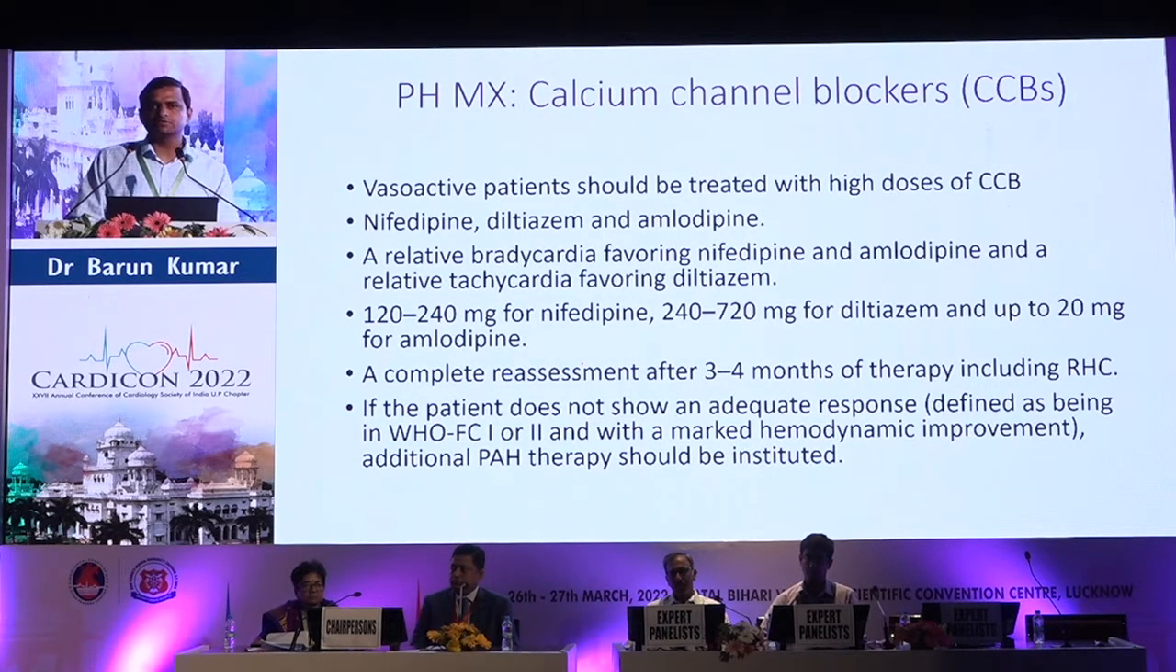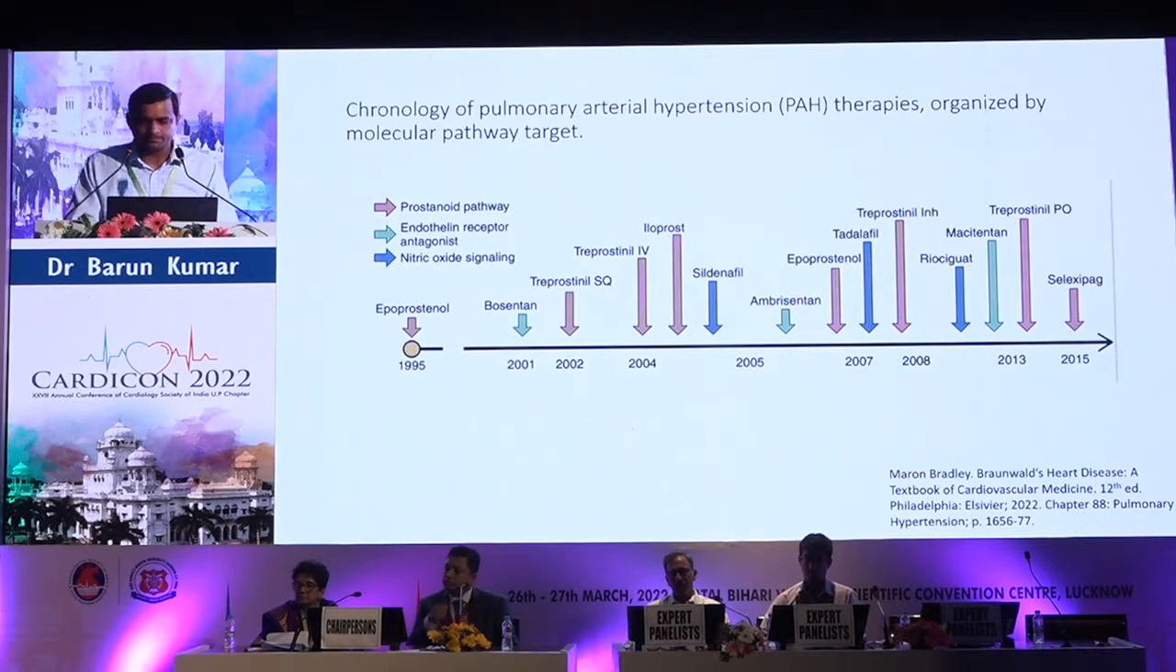Patients on calcium channel blocker must be closely supervised every 3 months, and if they are not responding, we should change the drug. We should not rely on calcium channel blocker. If the patient is not getting benefit, it is a dangerous drug to be offered in pulmonary artery hypertension.